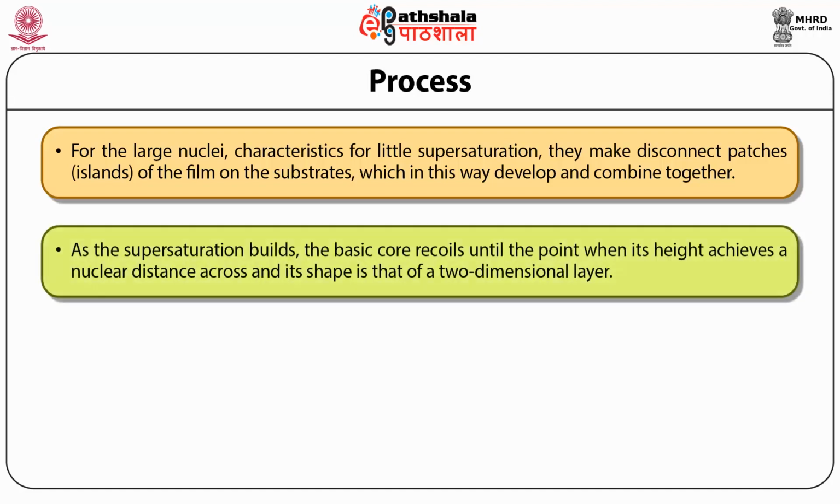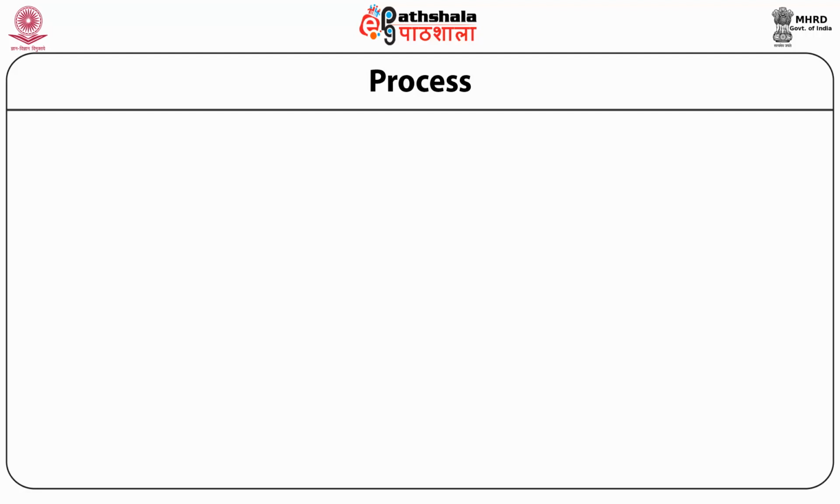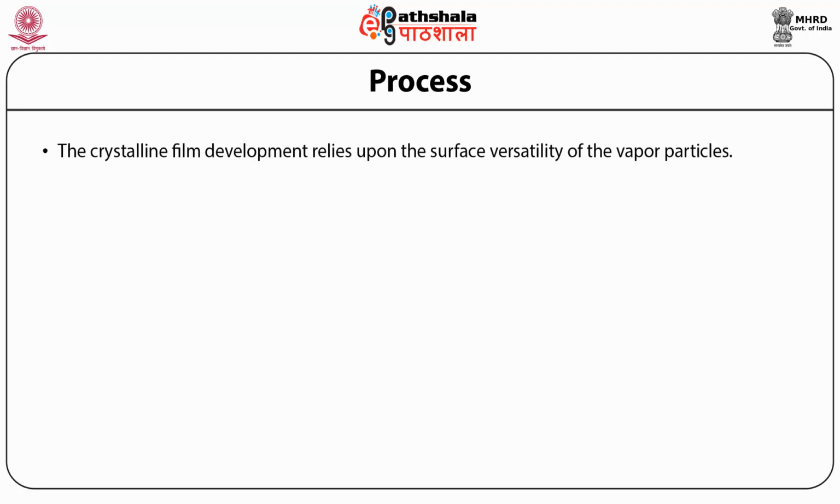As the supersaturation builds, the critical nucleus shrinks until the point when its height reaches an atomic diameter and its shape is that of a two-dimensional layer. For huge supersaturation, the layer by layer nucleation will occur for not completely wetted foreign substrates. The crystalline film development relies upon the surface mobility of the vapor particles.